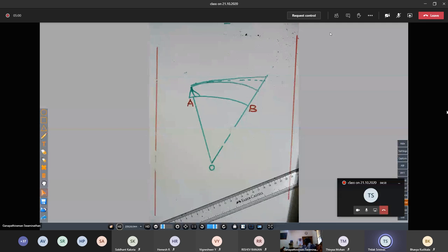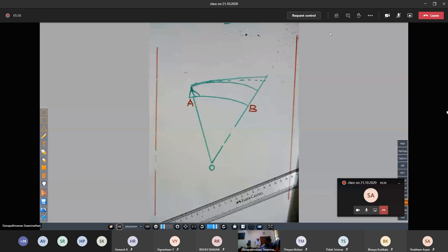Now A and B are two points. We have learned the definition of what is called the level line. What is a level line? Above mean sea level. Level line, level surface, level line.